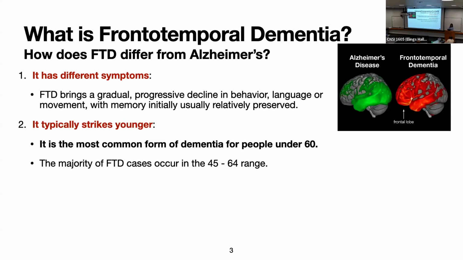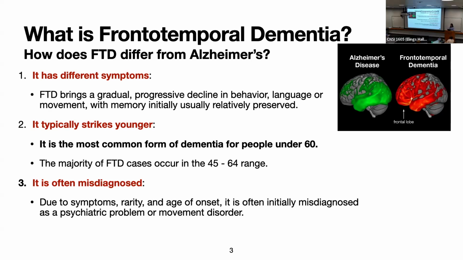It strikes much younger. It's the most common form of dementia for people under 60 years old, and the majority of FTD cases occur in the 45 to 64 age range. Because of the age at which it occurs, it really has a great impact on family life, economic status, and all these other things, because usually people aren't retired yet and maybe they have children.